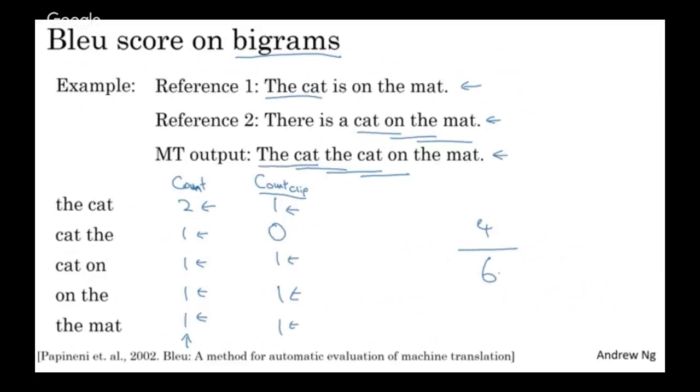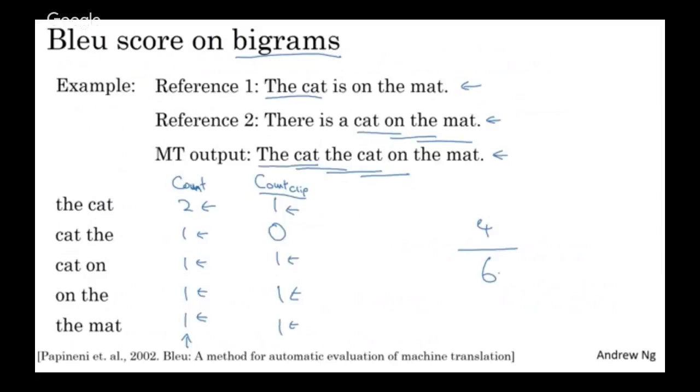Now, if you are classifying images as cat, dog, whatever, it's pretty clear to most human beings unambiguously what it is. But with sentences, there are multiple possibilities. So if the machine produced "there is a cat on the mat," suppose this was the reference and this is what the machine produced, you would still be okay. This is the right translation, even though it's not an exact match.